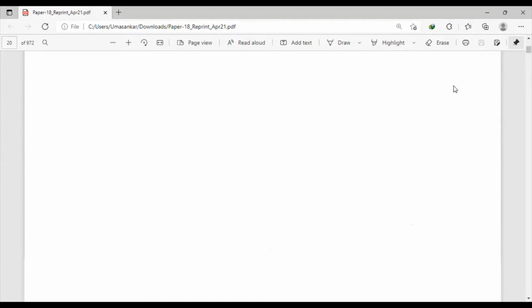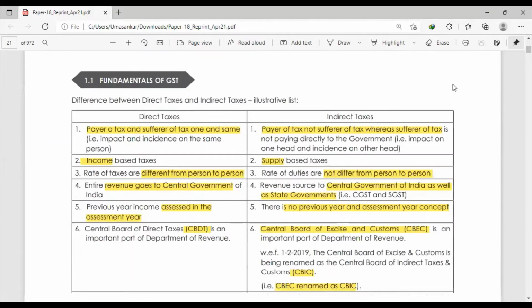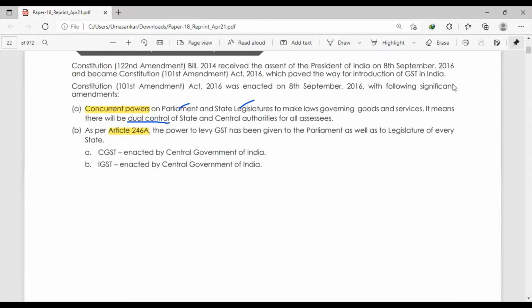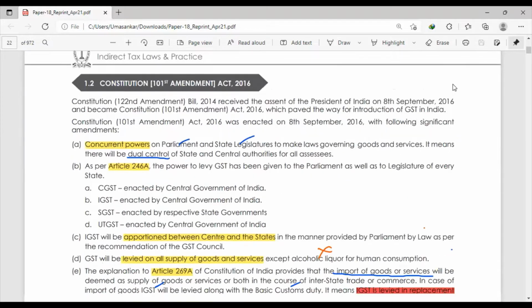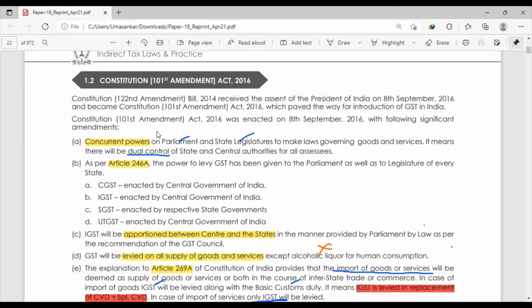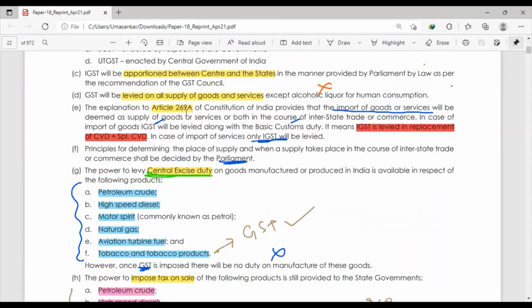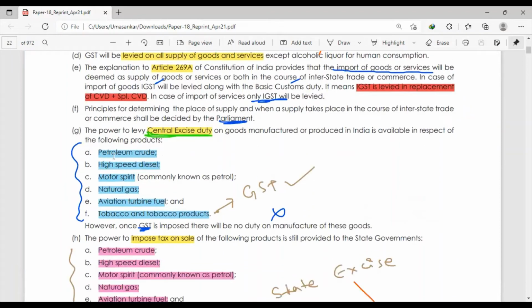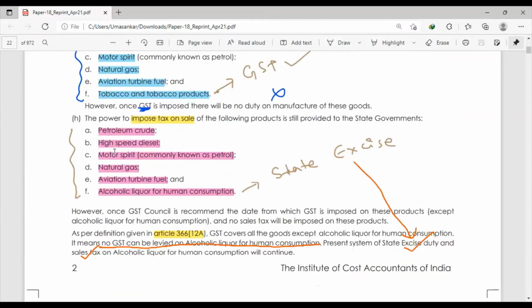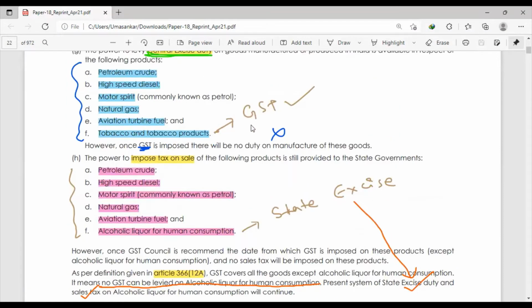We have already studied the difference between direct tax and indirect taxes, and what the constitutional amendment is, how a bill changes into an act, and Article 246A, then 269A, and on which product central excise duty is leviable, state excise is leviable, GST is levied, and for alcohol for human consumption, state excise is there.